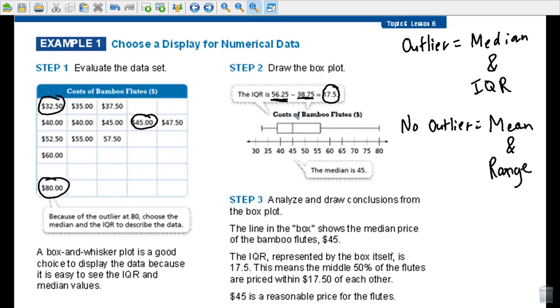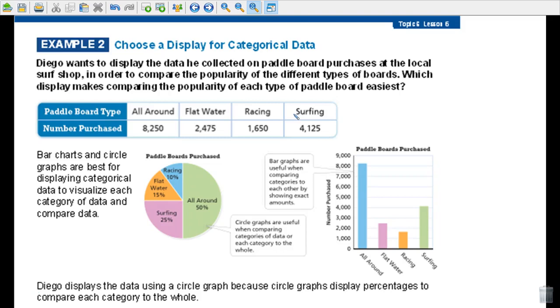I don't know what happened to the try it, but you guys can work on that on your own. Okay, example 2. Choose a display for categorical data. Diego wants to display the data he collected on paddleboard purchases at the local surf shop in order to compare the popularity of the different types of boards. Which display makes comparing the popularity of each type of paddleboard easiest?